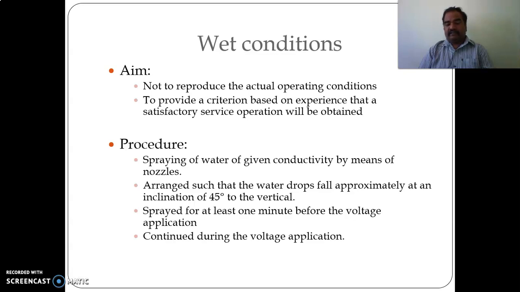See the procedure, the spraying of water of given conductivity by means of nozzles to replicate the rain. So small droplets of water from nozzles will be sprayed onto your specimen and the water drops will be arranged such that they will be sprayed at 45 degrees angle to the vertical, and they must be sprayed for at least 1 minute before the voltage application, and they will be continued during the voltage application.